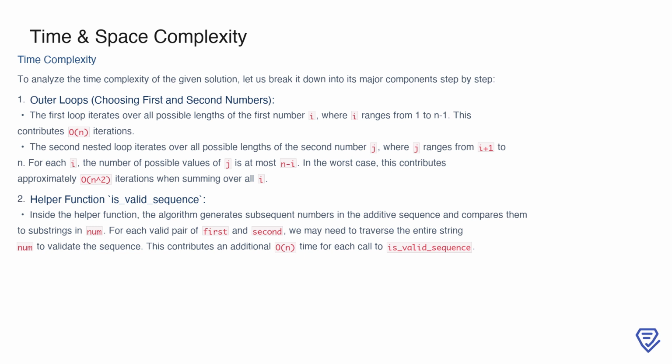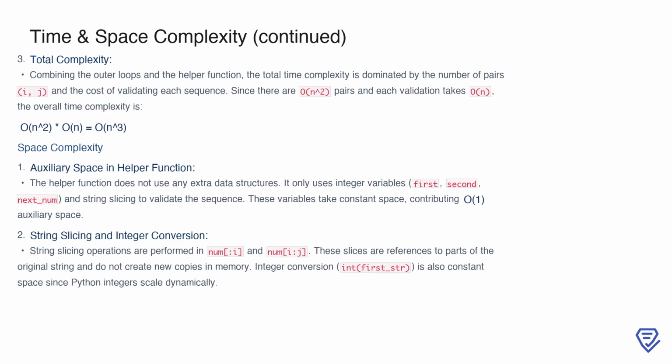Additionally, within the helper function is_valid_sequence, we generate and validate the additive sequence by comparing substrings. For each valid pair of first and second, we may traverse the entire string number, contributing O(n) time. These steps form the basis of the time complexity analysis. Now, let's combine the contributions to calculate the total time complexity. The outer loops produce O(n squared) pairs (i, j), and for each pair, the helper function validates the sequence in O(n) time. Multiplying these, we get an overall time complexity of O(n squared times n), which simplifies to O(n cubed).